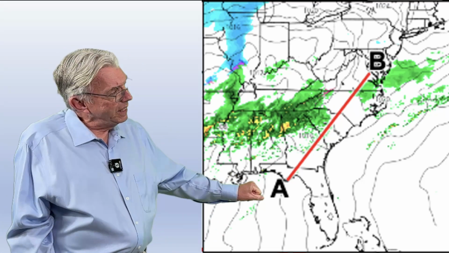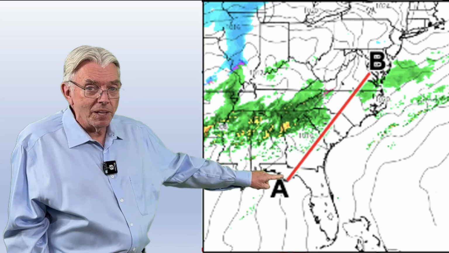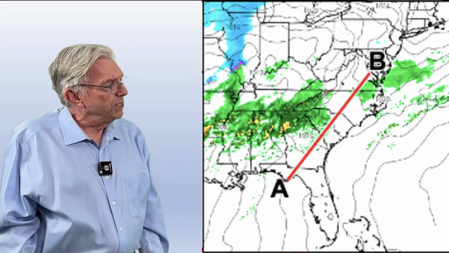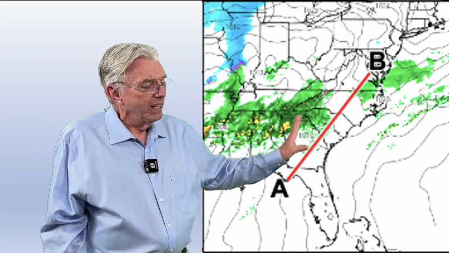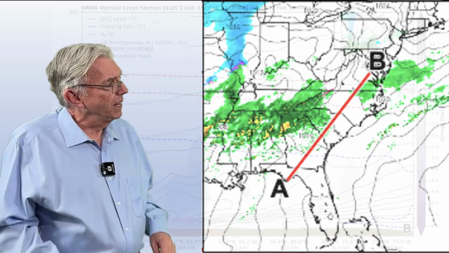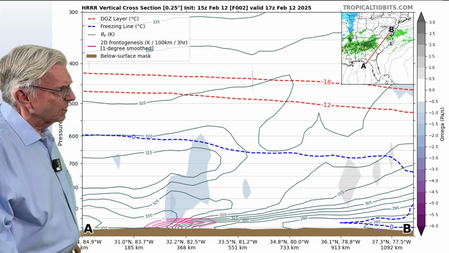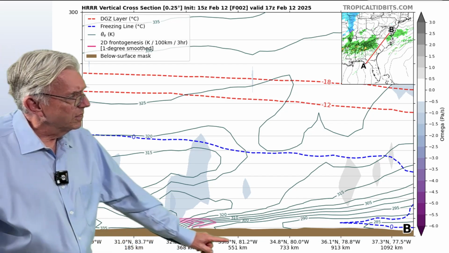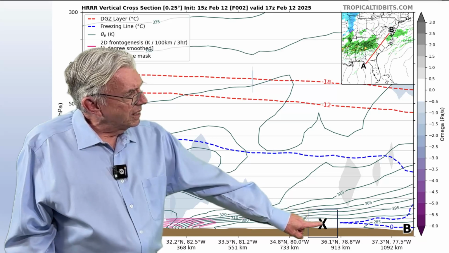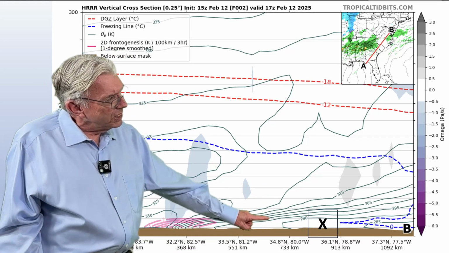And so what I did was I said, I want to look at a cross section from, let's say, around Apalachicola up here to just north of Richmond, okay? And you usually want to orient this in the direction that the upper level winds are blowing, okay? So now let's take a look at what that looks like. So this is Apalachicola over here, and this is just north of Richmond over here, and Raleigh is sitting about there. Now, do you notice the packing of these isentropes here?